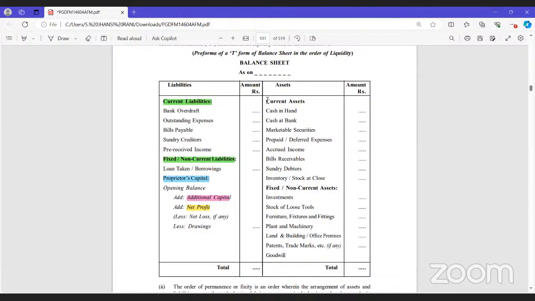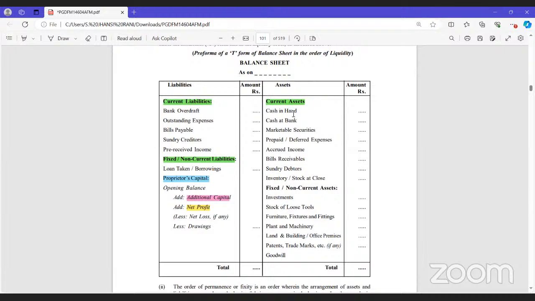Next, we look at the assets. Under assets, we have current assets. Current liabilities and current assets: the liabilities which we can pay within a period of 12 months or 1 year are called current liabilities. Current assets means the assets which can be recovered, which we can receive from outsiders within a period of 12 months or 1 year.